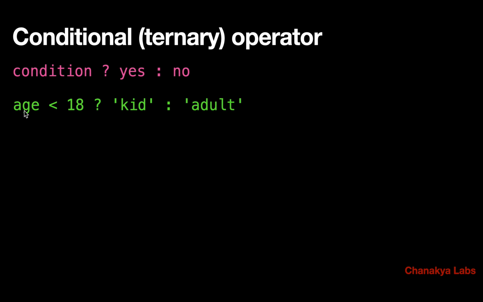So let's say age less than 18. This is a condition which evaluates to true or false. If it is true, then it will evaluate to kid, and if it is false, then it will evaluate to adult. So let's see it in an example.